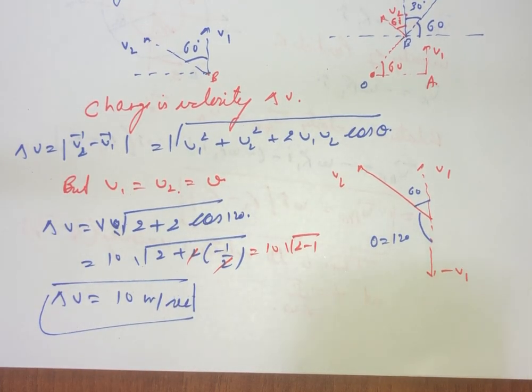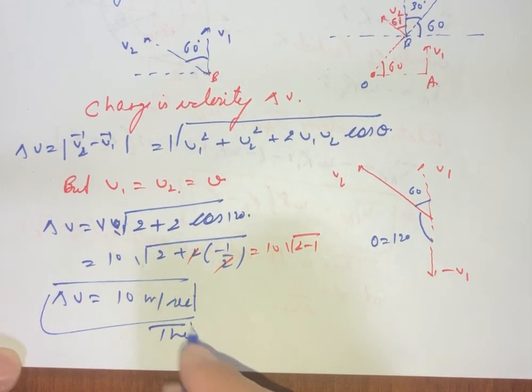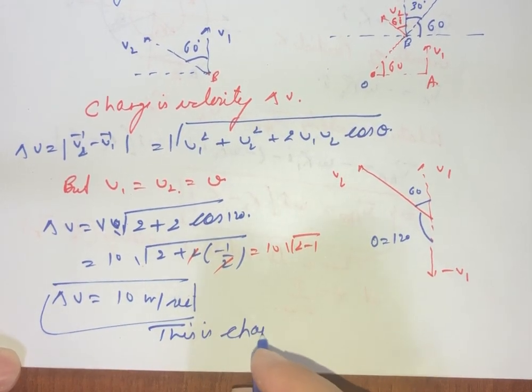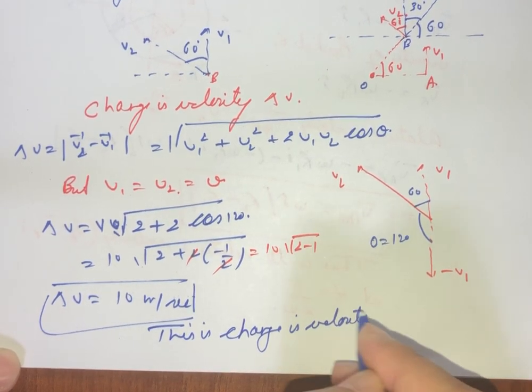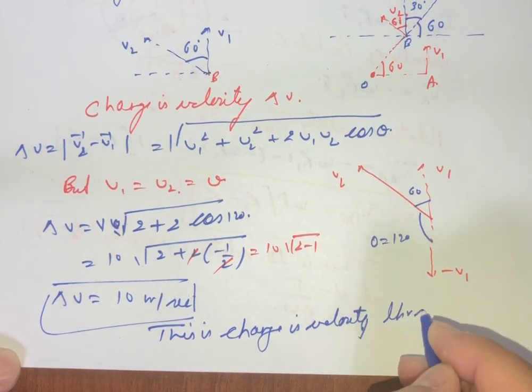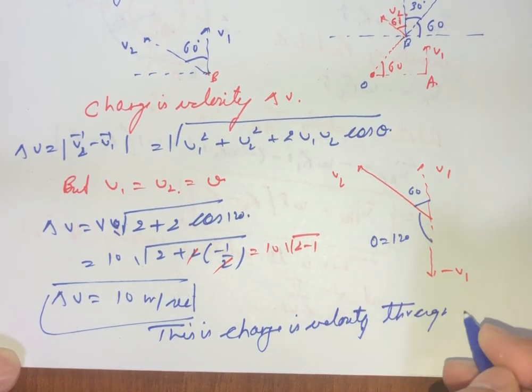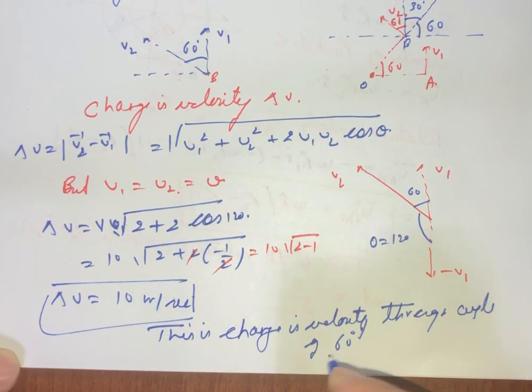So this is the change in the velocity through an angle of 60 degree.